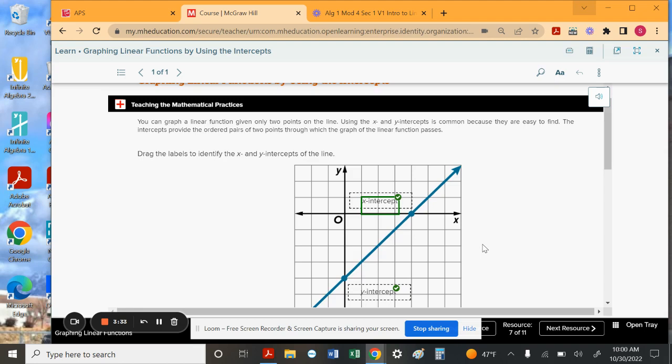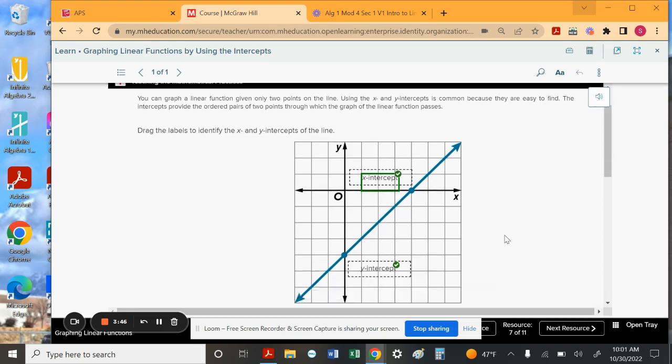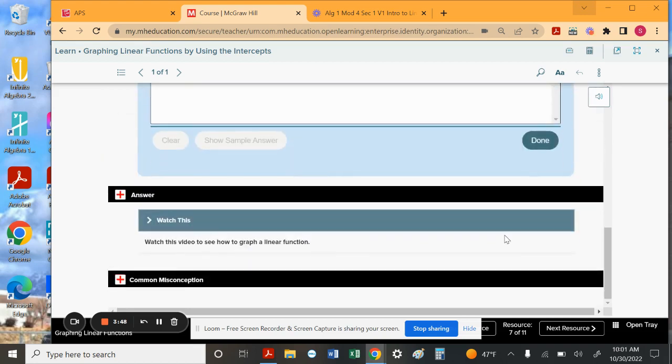So that's what we have for those two values. Now, why is it easy to find? Because x is 0 on the y-intercept and y is 0 on the x-intercept. It makes it much easier to plug those values, the zeros, into the equation to try to find the other values. That's why it's a little bit easier in that particular case. If you want to watch a video, there is a video that will show how to graph it, but we're going to do that now.